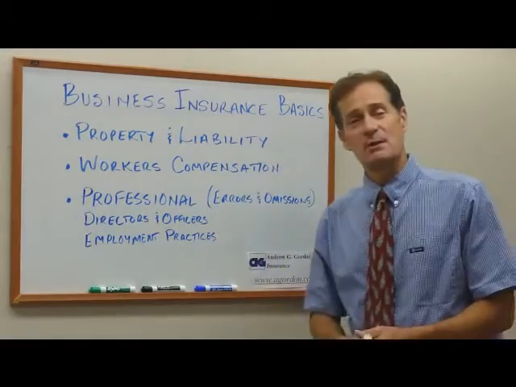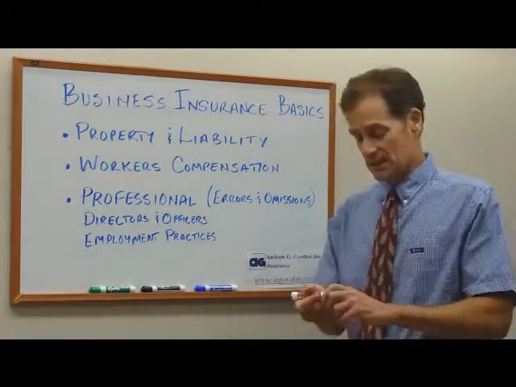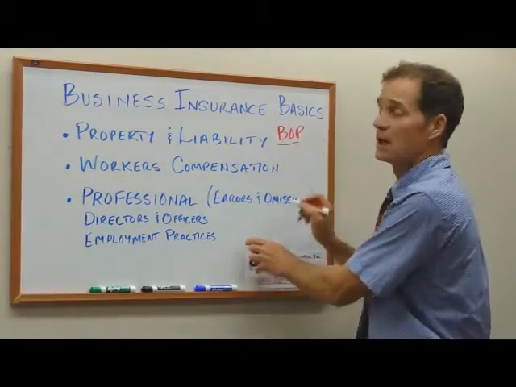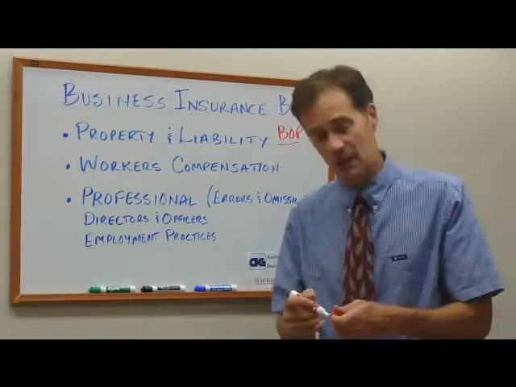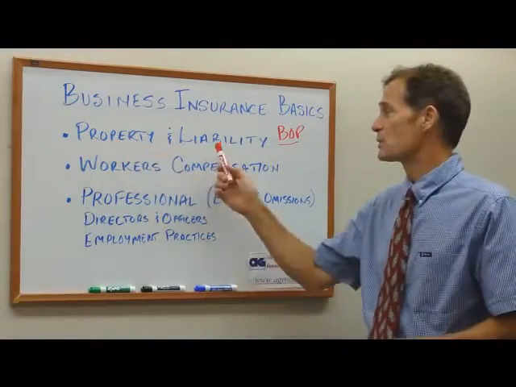The first part of any business insurance program is what we call a property and liability. Typically it is a single policy, sometimes called a BOP or a business owner's policy or a package policy. The reason it's called a package policy is because it packages property insurance with liability.